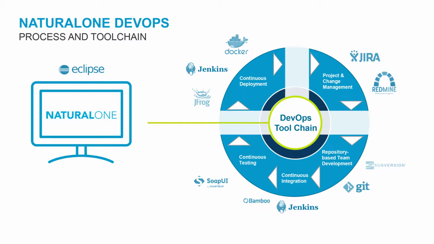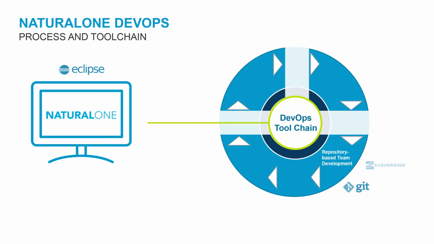Source code changes are done in repository-based team development using a source code management system like Subversion or Git. Let's take a more detailed look at this part of the process, especially as it relates to a repository and the way NaturalONE is integrated.